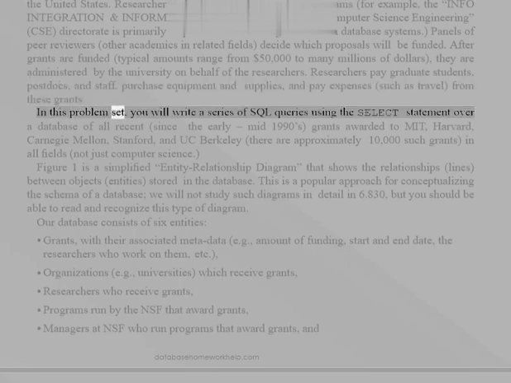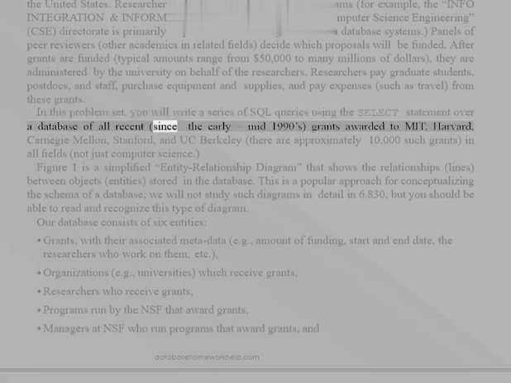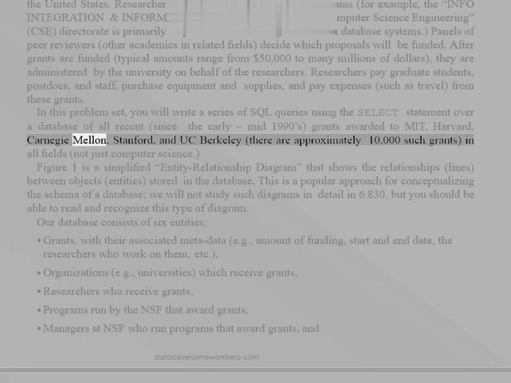In this problem set, you will write a series of SQL queries using the select statement over a database of all recent grants, since the mid-1990s, awarded to MIT, Harvard, Carnegie Mellon, Stanford, and UC Berkeley. There are approximately 10,000 such grants, in all fields, not just computer science.